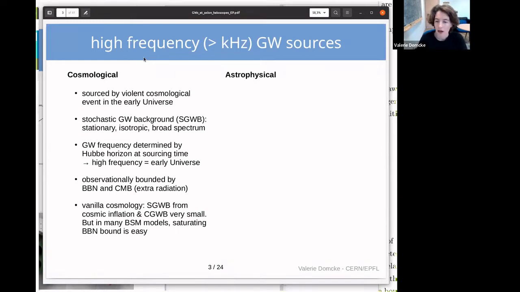There are, however, a whole lot of very well motivated extensions, motivated by solving some open questions in particle physics, which do predict rather large signals. So the idea behind looking for these cosmological gravitational waves is the idea of probing BSM scenarios.